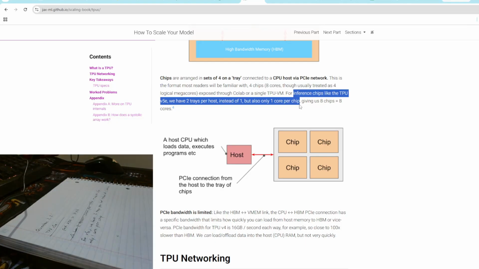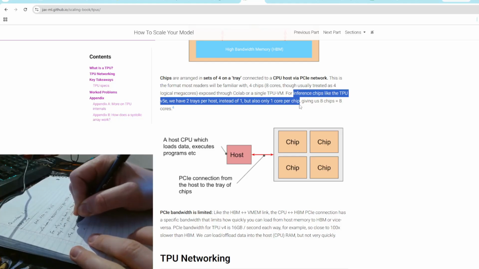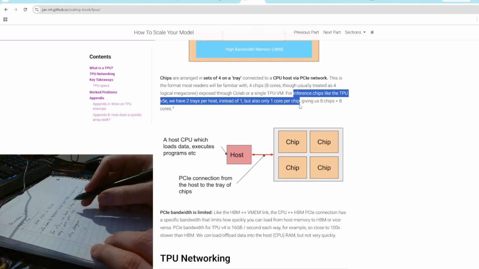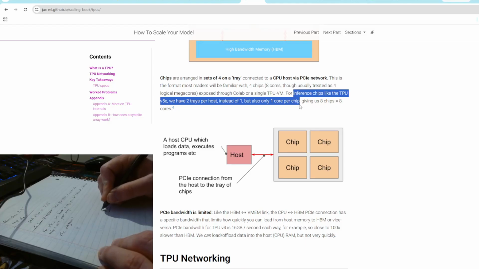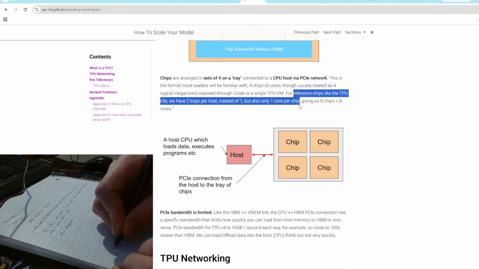So let's just draw a diagram. V5E diagram. So we have 2 trays, right? So 2 trays. Let's write host. We've got a tray on the right, we've got a tray on the left. Let's make this big square, this big square.